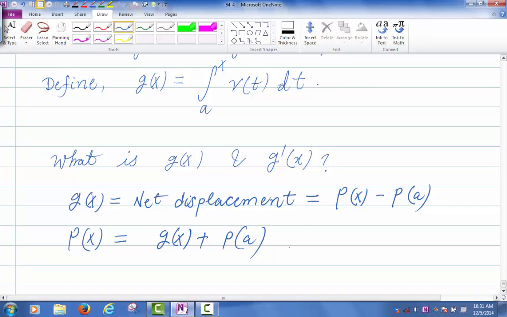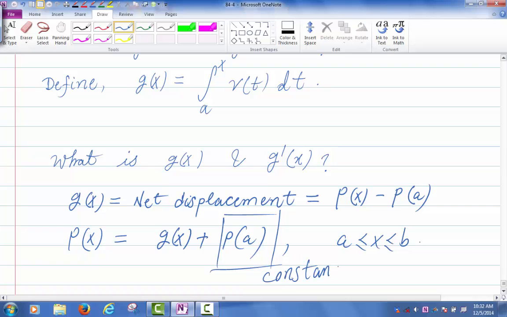So this is for any x between A and B. So do I know the position function over that time interval? I know. The position function is the net displacement function, g of x, plus the position at time A. Now notice, the position at time A is a fixed number, right? It's a specific time A. So p of A is a constant.